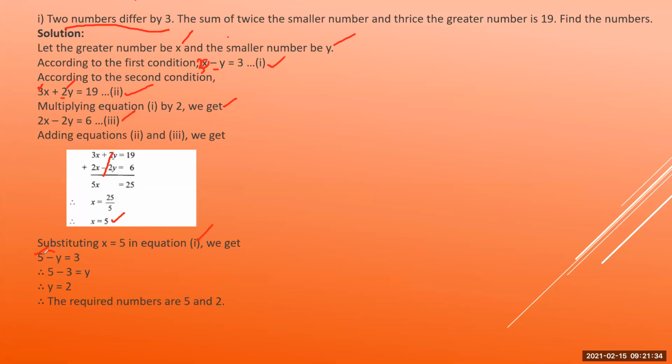What do we have to find? We have to find the value of y. Since y was negative, we have transferred it to the other side. So we get 5 minus 3, with minus y shifted to this side, is equal to y. That is y is equal to 2. So these are our two required numbers: x is equal to 5 and y is equal to 2.